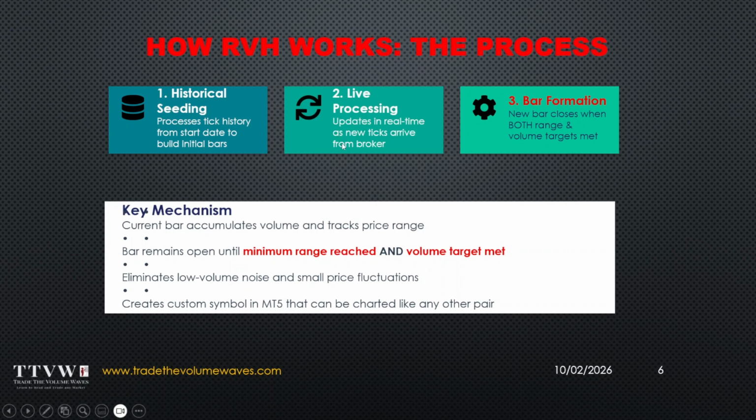Then it will do live processing from the bars after your build, and it will as they arrive from your broker. And finally, when both criteria are met as far as price range and volume, a bar will be formed. So the mechanism is current bar accumulates volume and tracks price range. The bar remains open until minimum range has been reached and volume target has been met. So we eliminate low volume noise and small price fluctuations.